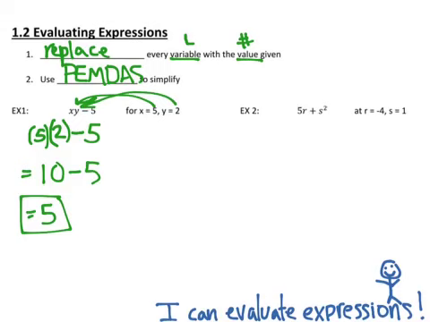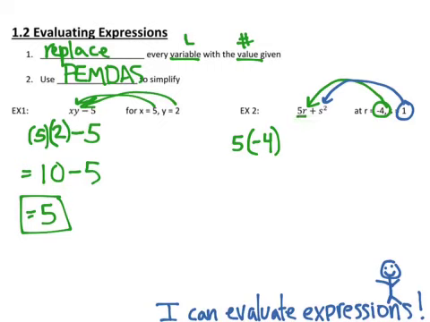So going on to example 2, you can pause and try it if you would like. And we have 5r plus s squared. And we're going to substitute this negative 4 in for r. And we're going to substitute s equals 1, so this 1 is going to go in for the s. So we have 5 times, because that 5 is written right next to the r, it's as if it's 5 times r. So 5 times negative 4. Just want to make sure you don't write 5 minus 4, because that wouldn't be correct.